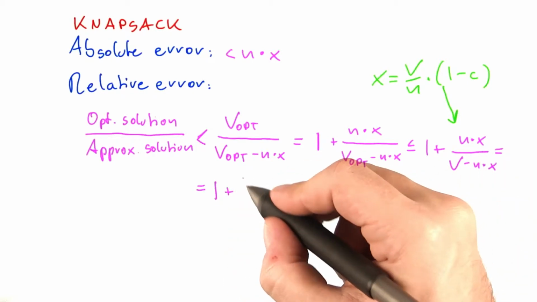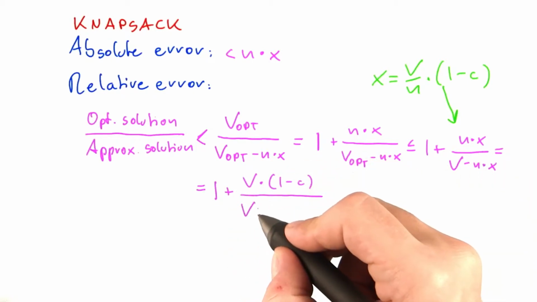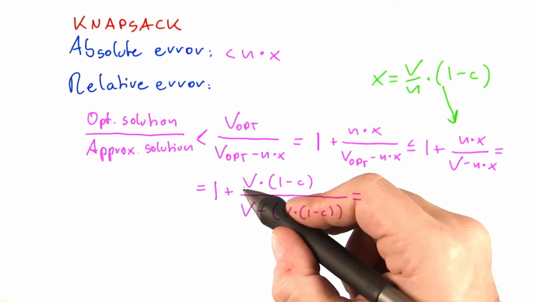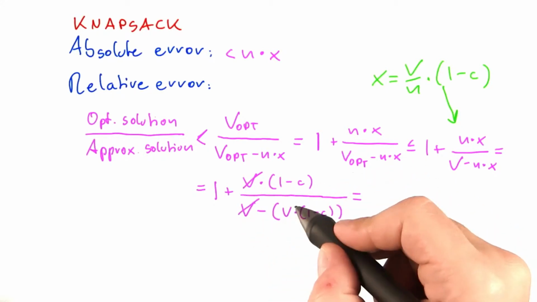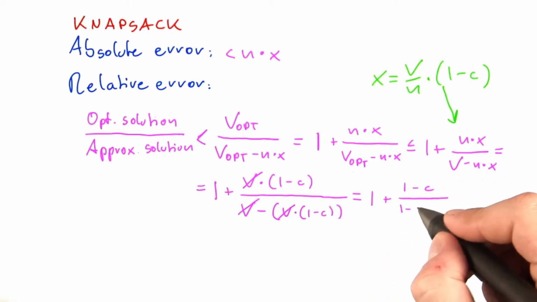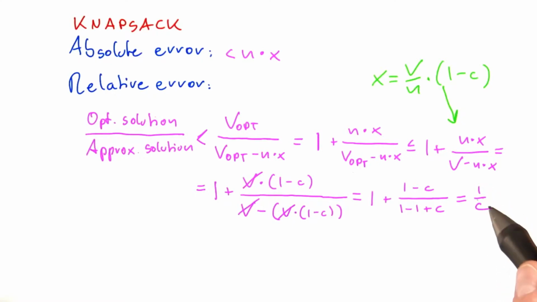So if we plug the value of x into this equation here, what we get is 1 plus v times 1 minus c over v minus v times 1 minus c, which means that the v's here simply cancel out, and you get 1 plus 1 minus c over 1 minus 1 plus c, which is the same as 1 over c. So I didn't tell you about c earlier, but what we just found out is that the approximation factor of our algorithm is actually 1 over c.